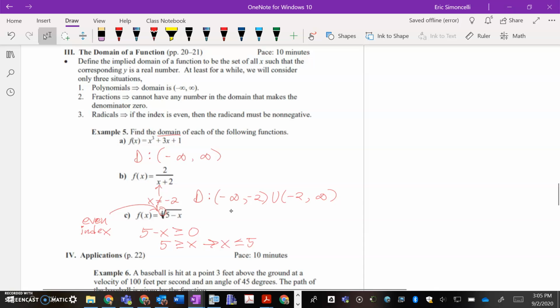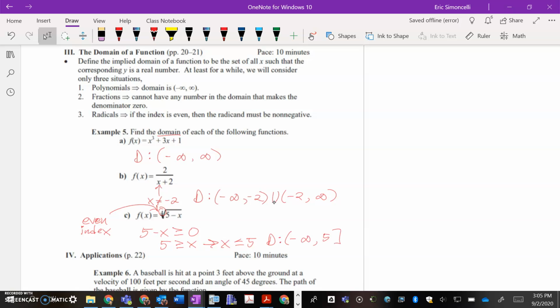Because this is the case, and again, picking a number to prove that to yourselves, like 5. If you pick 5, it's 0. If you pick 4, it's 1. And so on and so forth. So as long as x is less than or equal to 5, it's going to work. So for this particular problem, the domain in interval notation will look something like this.